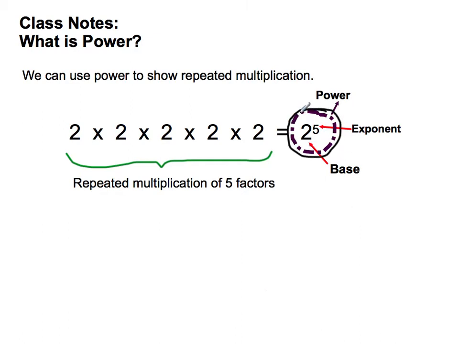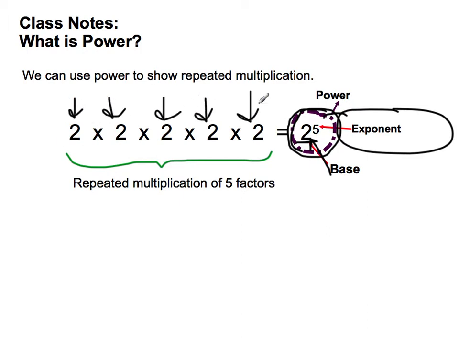This whole thing, when I have a base, which is what is multiplied together, and the exponent tells me how many times. So 1, 2, 3, 4, 5. So since I have 5 factors with a base of 2, that whole thing can be called a power. Okay?